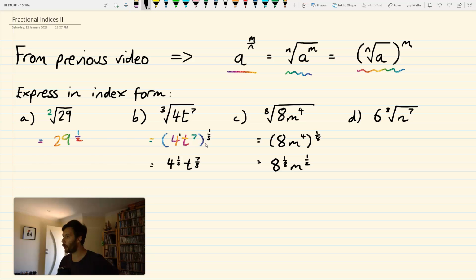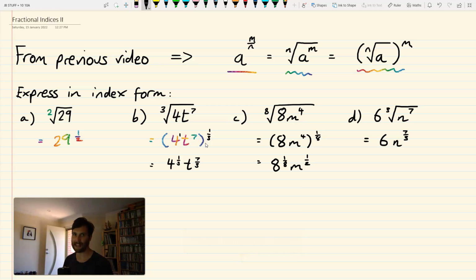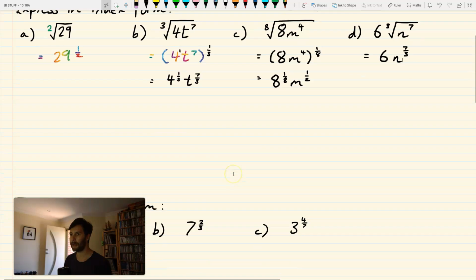For the next one, this is another one where the 6 is not invited to the party. So it's 6 multiplied by the cube root of n to the power 7. For this one, we've got 6 multiplied by n to the power 7/3. And that's all we need to do for that one. That 6 doesn't get involved with converting it into index form, because it was multiplying the surd, that root, to begin with.